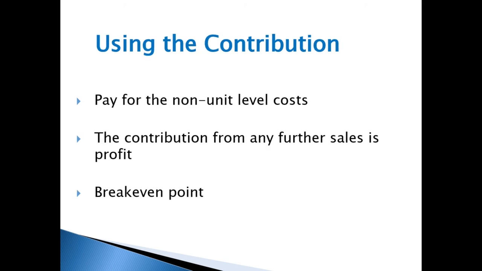Now this contribution is used to pay for the non-unit level costs. Once these have been paid for, the contribution from any further sales is profit. So the point at which all the non-unit level costs have been paid for is called the break-even point. Now what we usually want to know is how many units do we have to sell to collect enough contribution to pay for the non-unit level costs. So that's the break-even point.